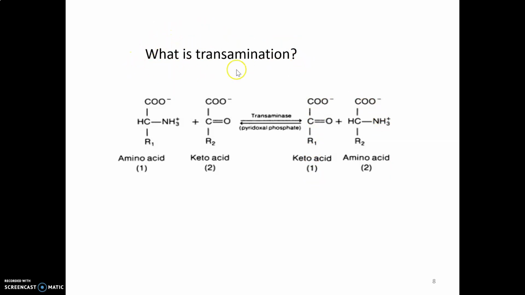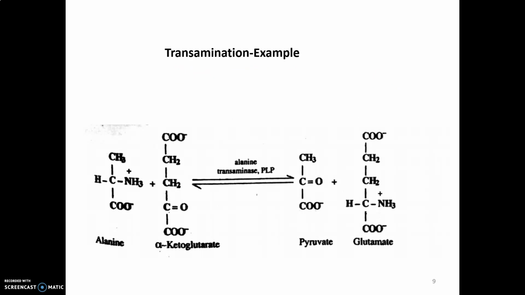Why I am stressing so much is that you get a 2 marks question: what is transamination? Explain with an example. Now, coming to a particular example. The purpose of this transamination is to convert the amino group present in this amino acid to a glutamate.